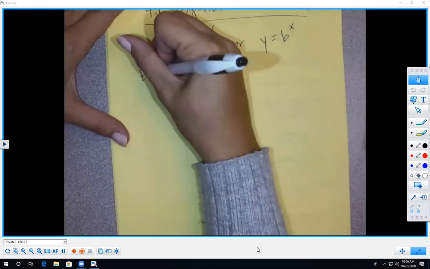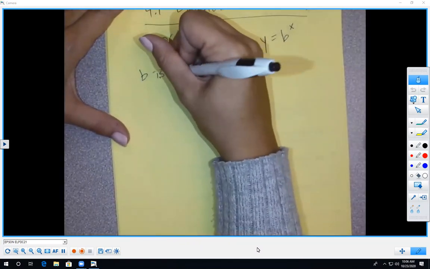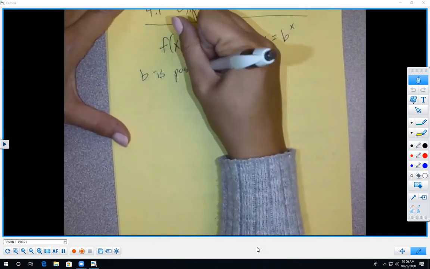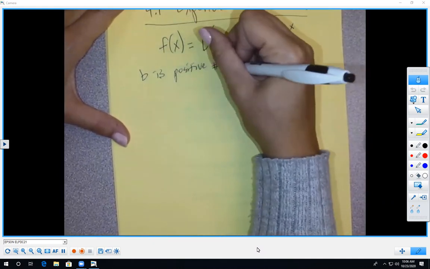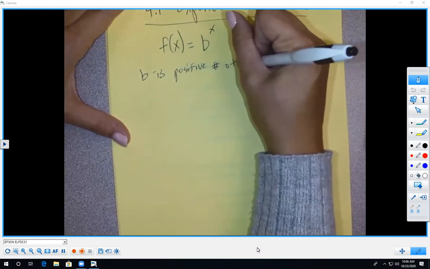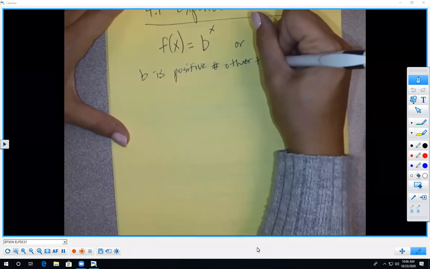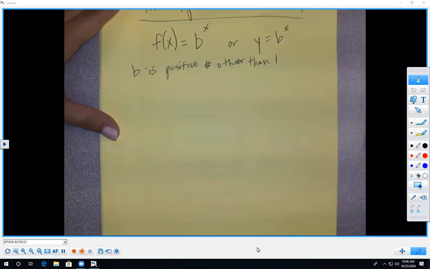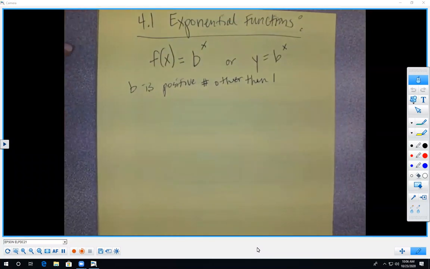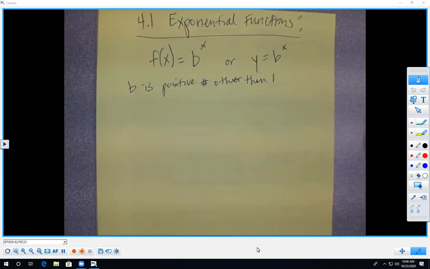And b is a positive number other than 1. It can be a fraction, it can be a whole number, it can be a fraction that's bigger than a whole number, but it has to be positive and it's some number other than 1. If you think about it, 1 to any power is just 1. So that's just like a constant function anyways.